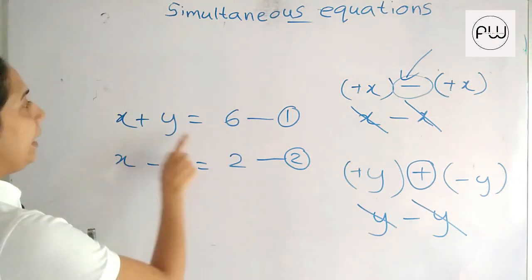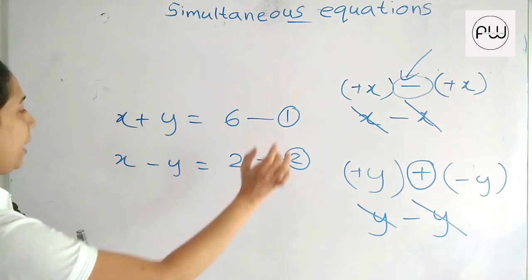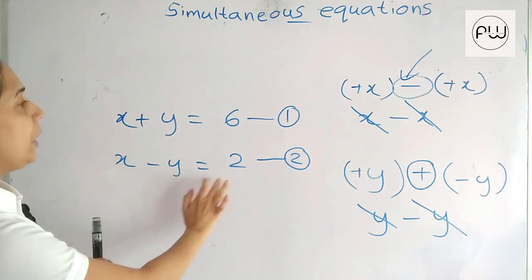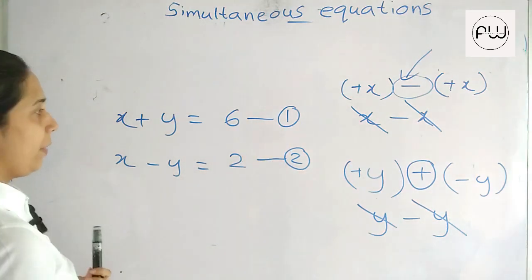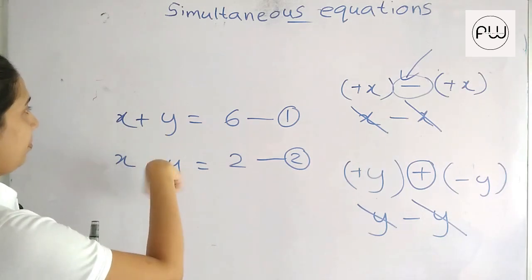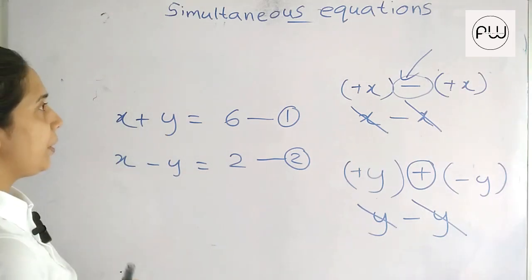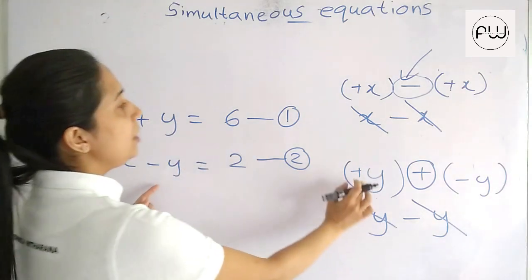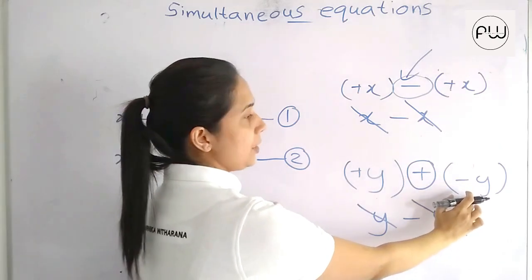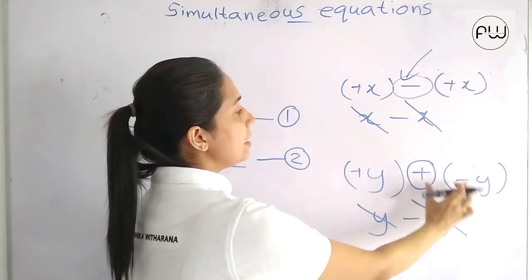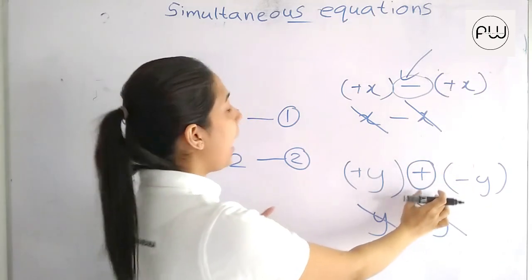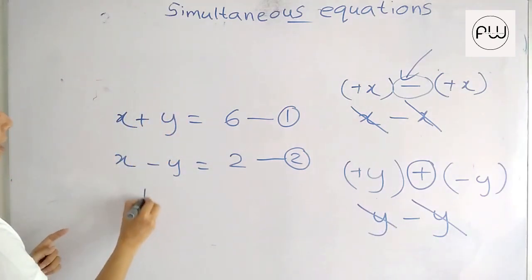x plus y equals 6. This is the first equation. x minus y equals 2. This is the second equation. Now here, I select y to get rid of. Then one is plus and the other one is minus. Both terms are in different signs. Then we can add these two equations together.